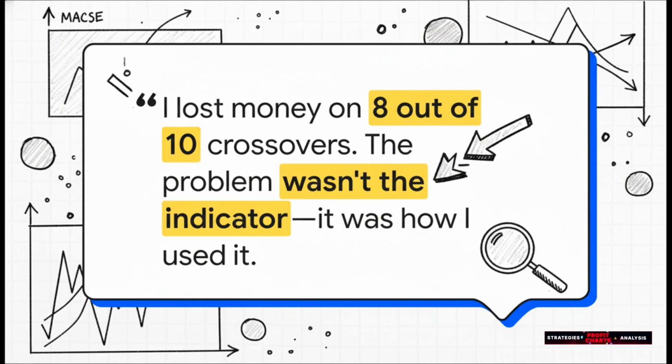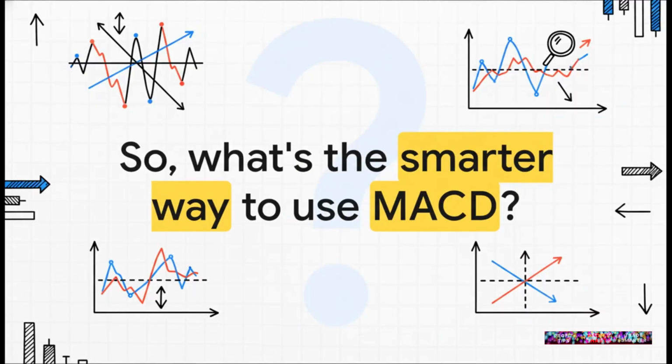You start thinking the MACD is broken, that it's useless. But what if the problem isn't the tool itself? What if the problem is that you're using it the same way as everybody else? What if there's a smarter way, a way to filter out all that noise and see the big turning points before they even happen? So that's the million-dollar question, isn't it?